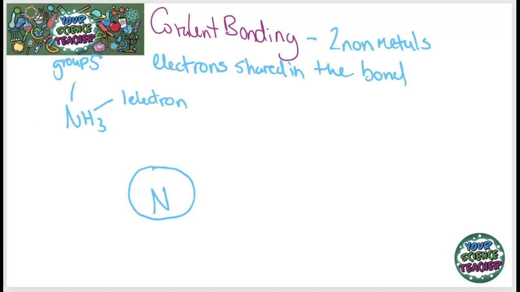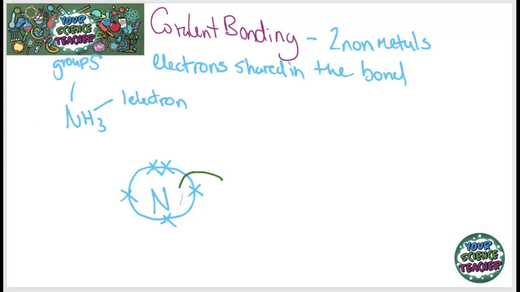So if I draw the bonding, let's draw nitrogen first. I'm just going to draw its outer shell, and because it's in group 5, it's going to have 5 electrons in its outer shell. Currently, nitrogen has 5 electrons, but it wants to have 8. It wants to have a full outer shell, and the way it's going to achieve that is by covalently bonding. So there are 3 lone electrons and 1 pair of electrons up here.